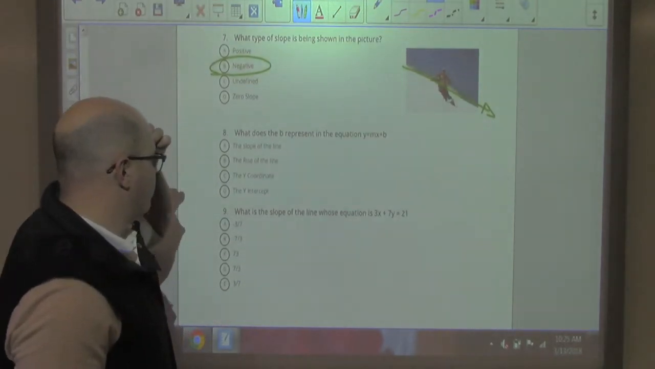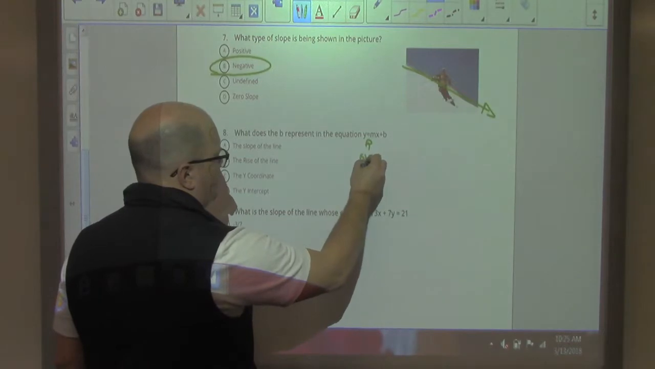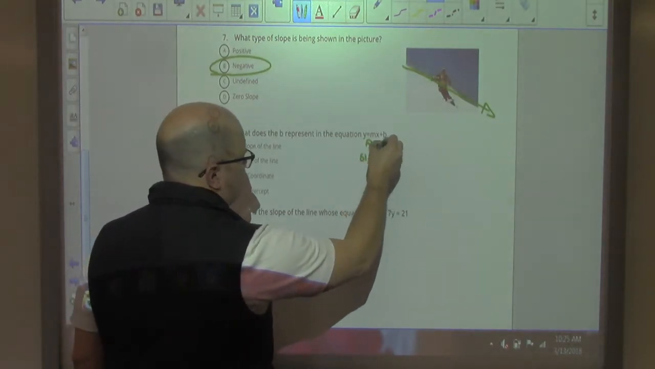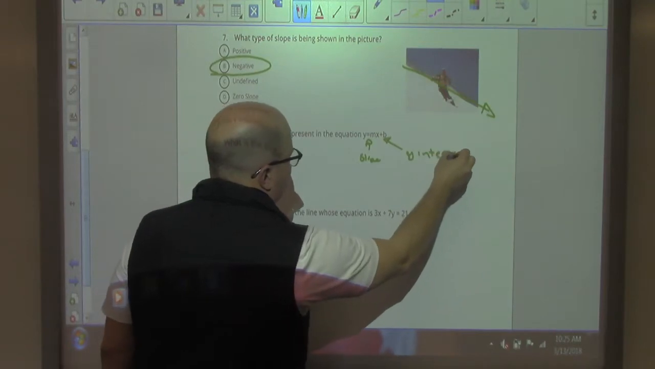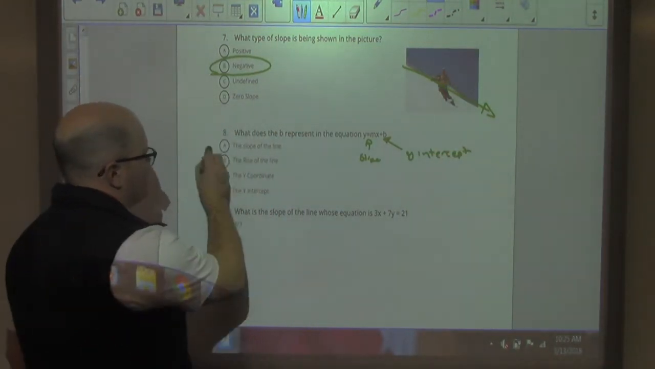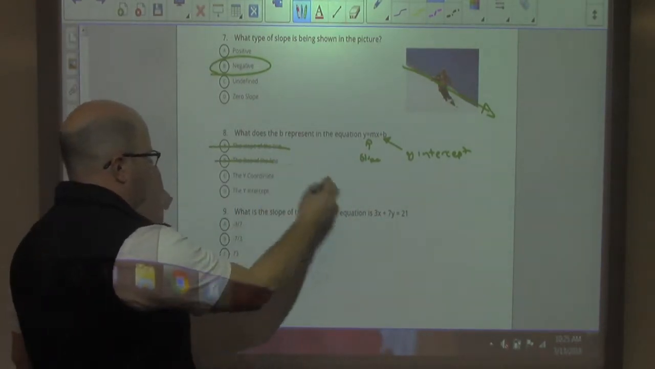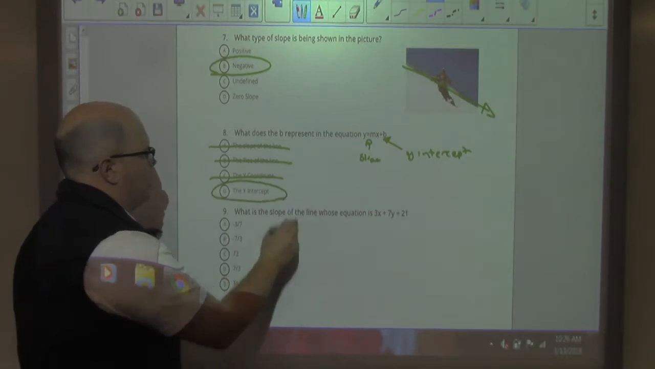What does the b represent in this equation? Well, if m was the slope, b is my y-intercept. That tells me where it crosses the y-axis. So it's not the slope of the line, it's not the rise of the line, it's not the y-coordinate, it's the y-intercept.